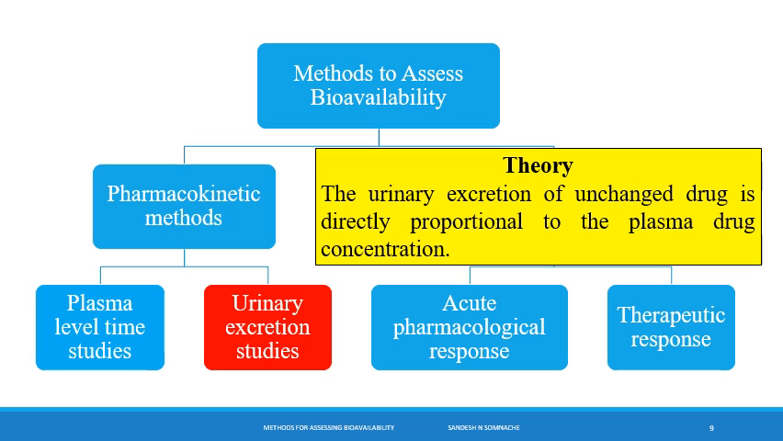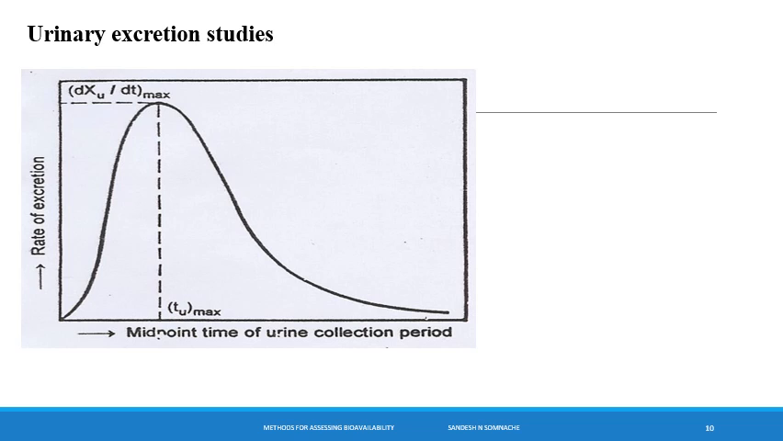Next method, that is urinary excretion studies. Here it is based upon the principle that urinary excretion of unchanged drug is directly proportional to the plasma drug concentration. So when we plot a graph of the rate of excretion versus time, we will get one curve. This study is carried out for seven successive biological half-lives.